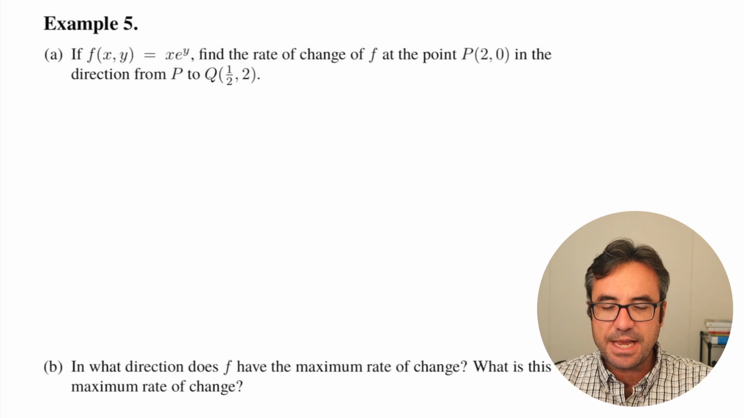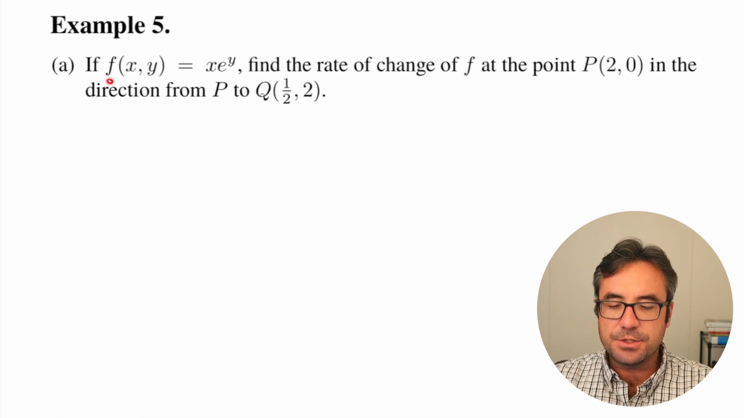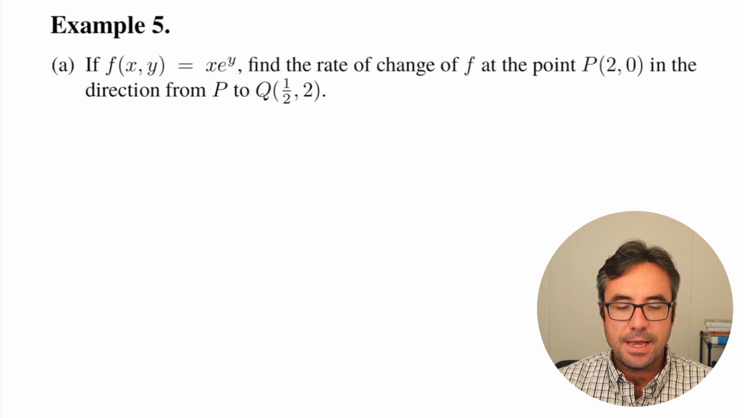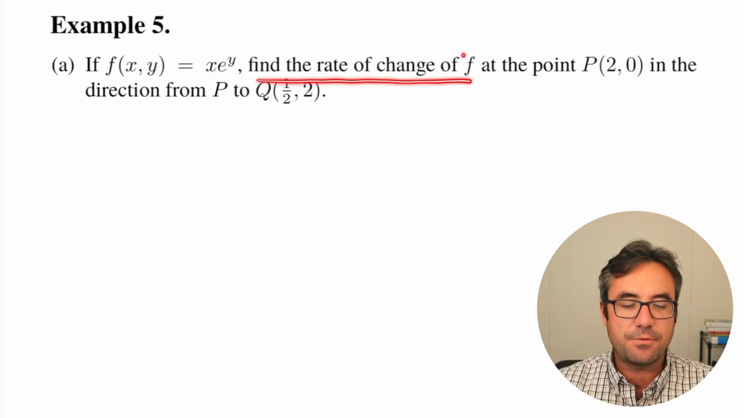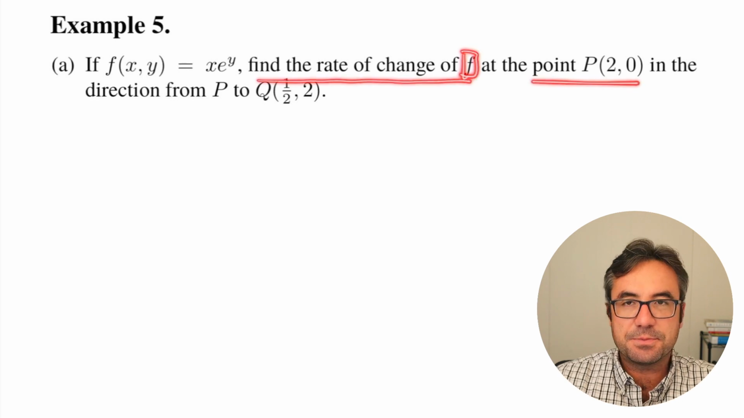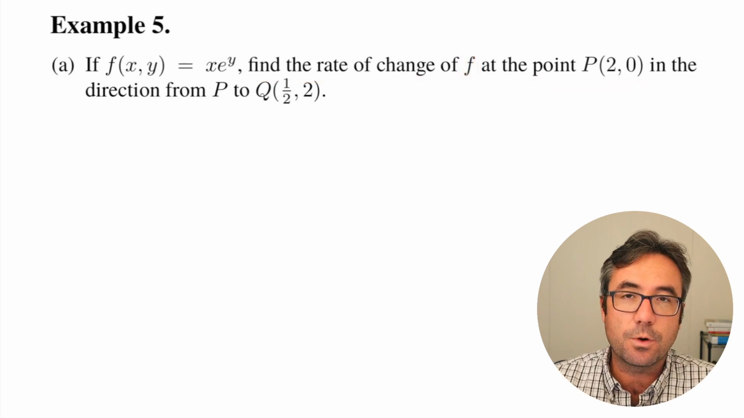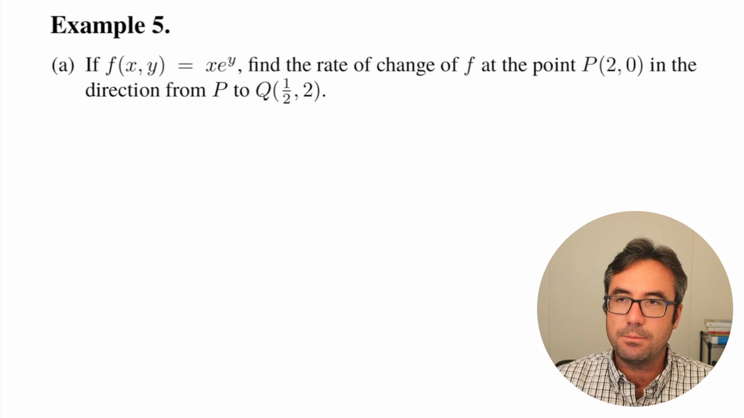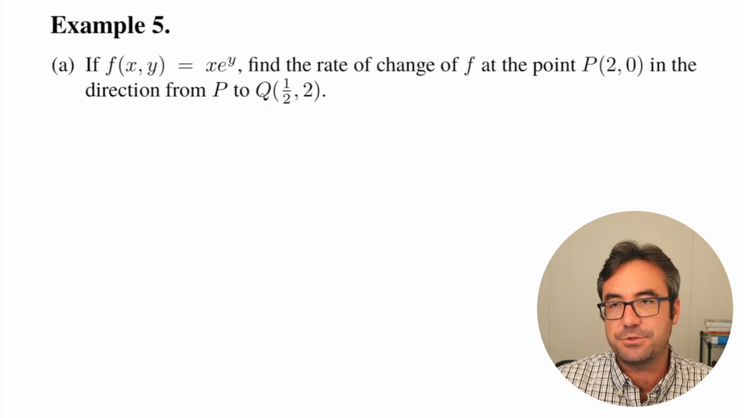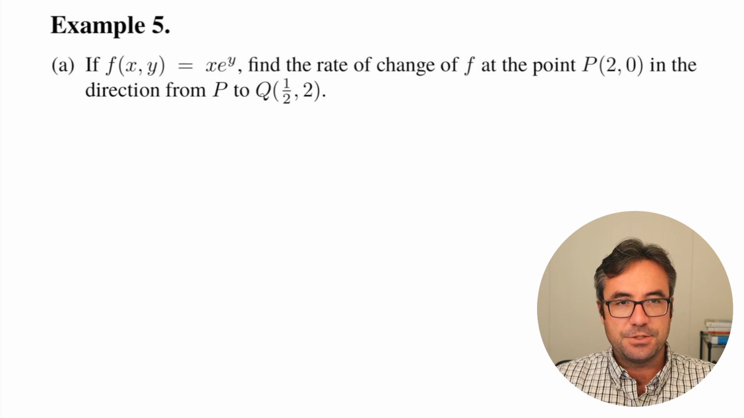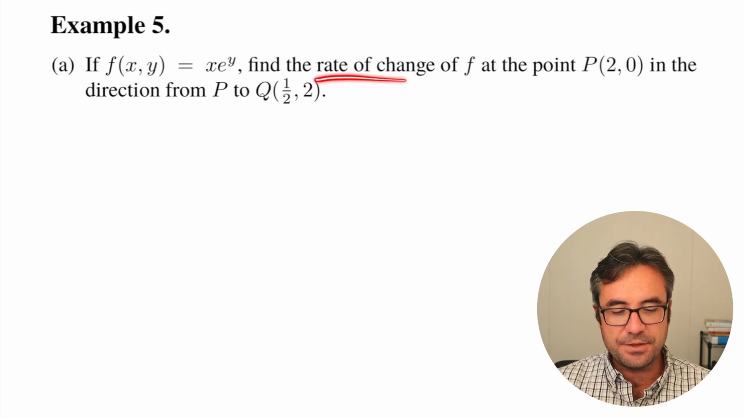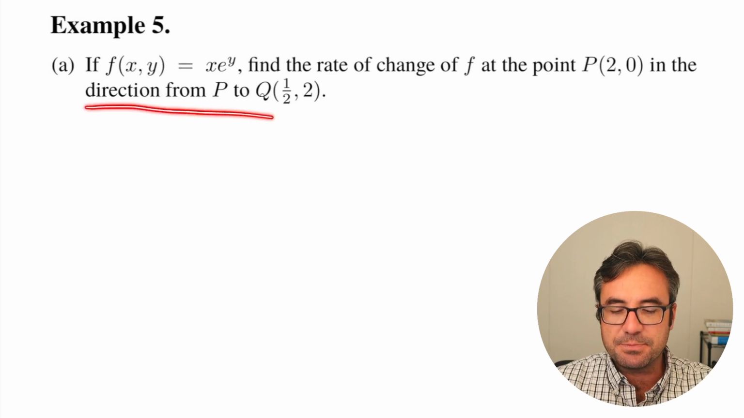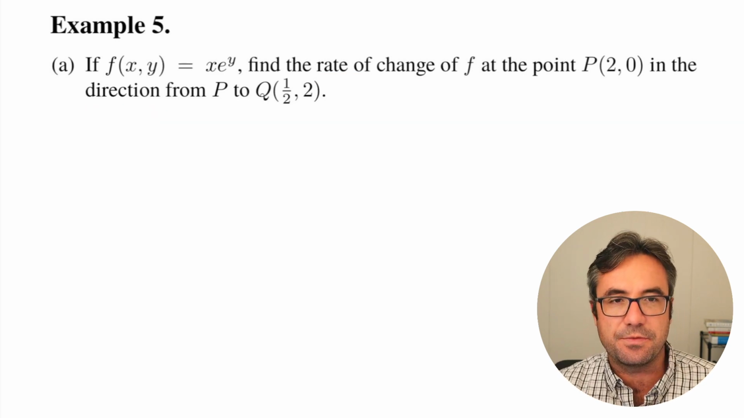So we have the scalar valued function here. It's a two-variable function, f of x, y, and it's x e to the y. We want to find the rate of change of our function f at this point, p, with coordinates 2, 0. And we want to go in the direction from p to point q with coordinates 1, 1/2, 2. All right, so we see this wording rate of change. So immediately we're thinking derivative, but now we're going in a specific direction, so we're doing a directional derivative.